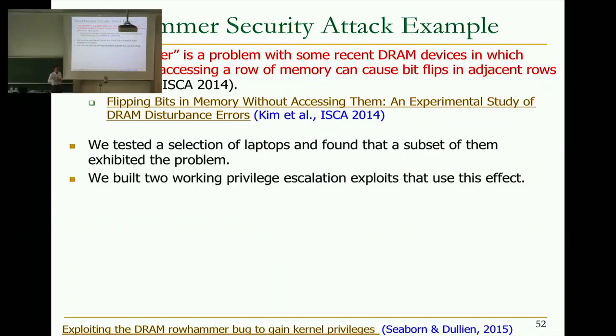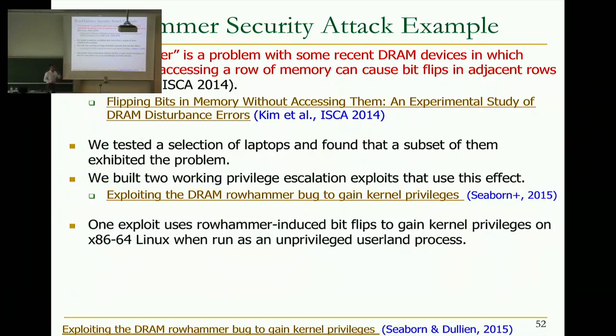One of them takes over the Google Native Client. It's not that interesting to me. It's still beautiful and interesting. But the second one is much more serious, I think. It basically is a user-level attack that induces bit flips with Rowhammer to gain kernel privileges in x86-64 Linux. I'm not going to go into the detail of how this is done. I think it's a really beautiful security engine, but I'll give you the basic high-level idea.